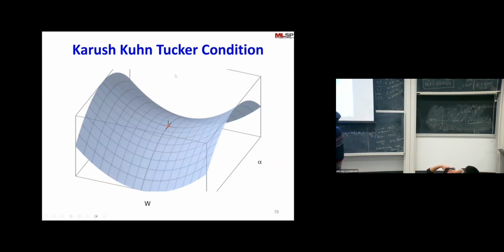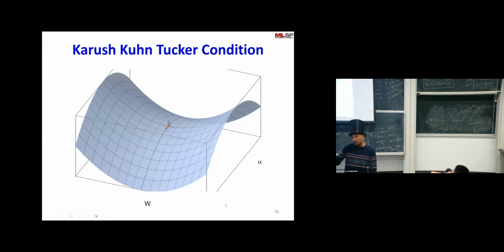For each alpha, I can find the minimum with respect to W. And so here, the minimum with respect to W is going to be here. For this value of alpha, the minimum of W is going to be out here. For this value of alpha, the minimum of W is going to be out here. So for each alpha, I can find the minimum with respect to W and find the alpha for which this value is maximum. And that too is going to give me the same solution. That makes sense?